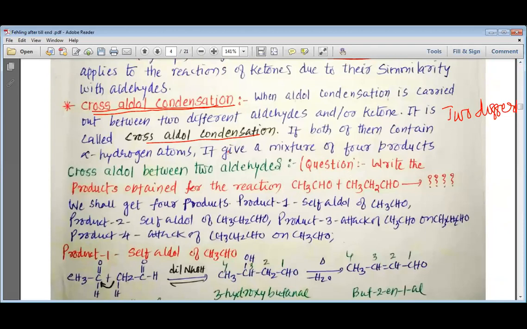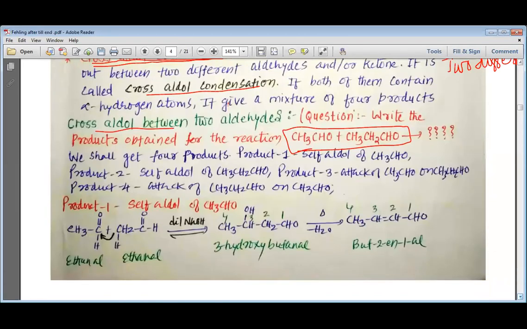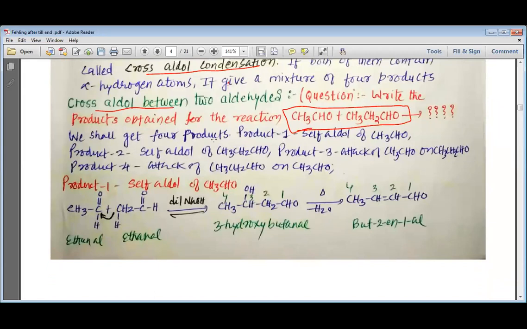You can see here that when there is a cross aldol condensation, we are going to get 4 products. So we want to study the cross aldol condensation between ethanal and propanal. When this takes place, my dear students, we shall get 4 products. Product 1 is the self-aldol of ethanal. Product 2 is the self-aldol of propanal. Product 3 is the attack of ethanal on propanal. Remember, the attack of ethanal on propanal. And product 4 is the attack of propanal on ethanal.